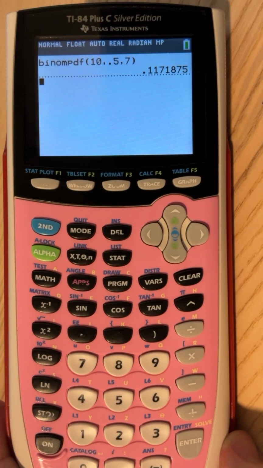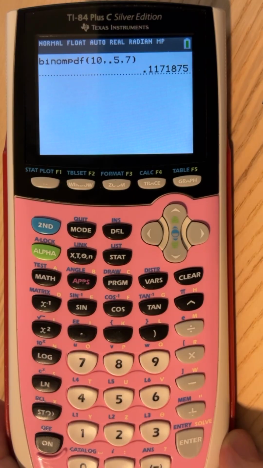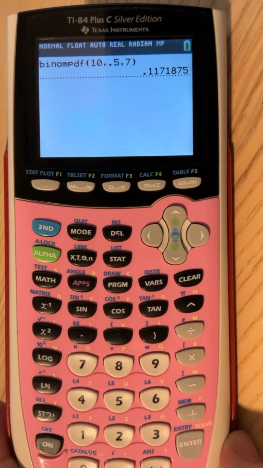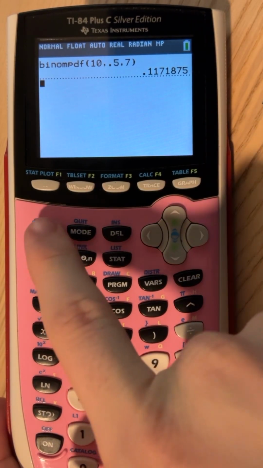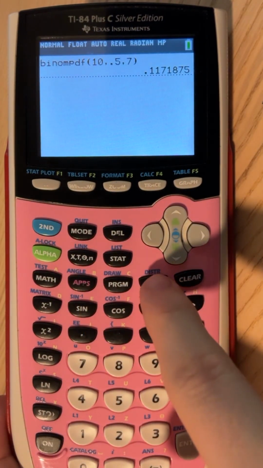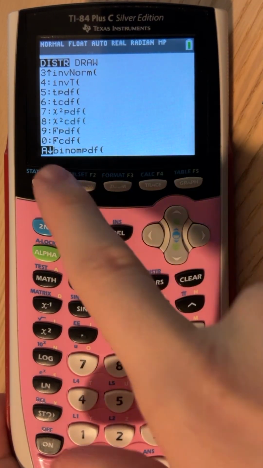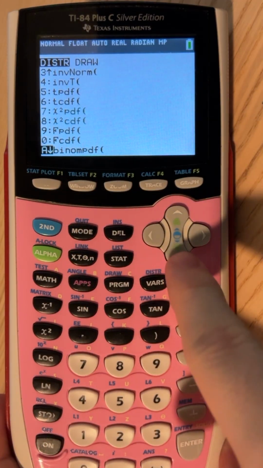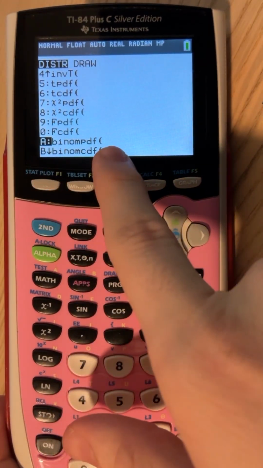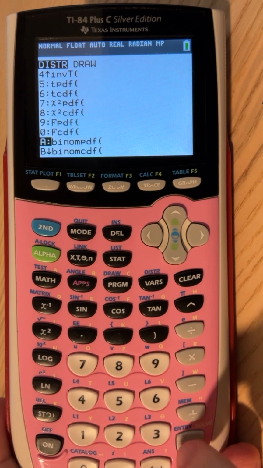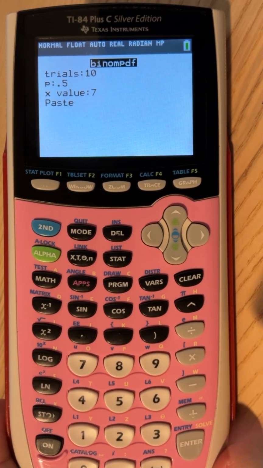As another example, let's say that 45% of people like a movie. If you take a sample of 8 random people, what's the probability that 3 of those 8 like the movie? That's another binomial example, so we'll do 2nd, then distribution. We'll go down to binompdf. We'll see CDF later, but this is PDF, where we just have one x value, one number of successes.